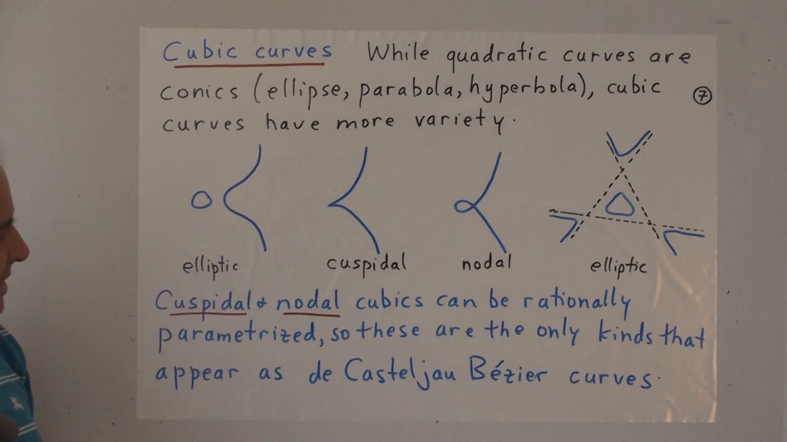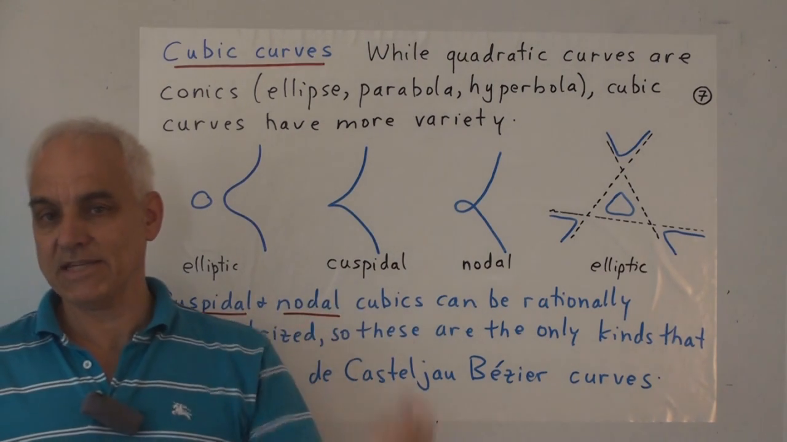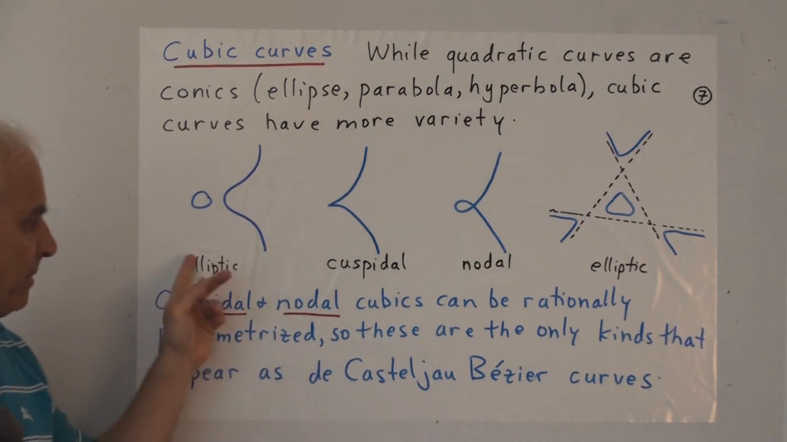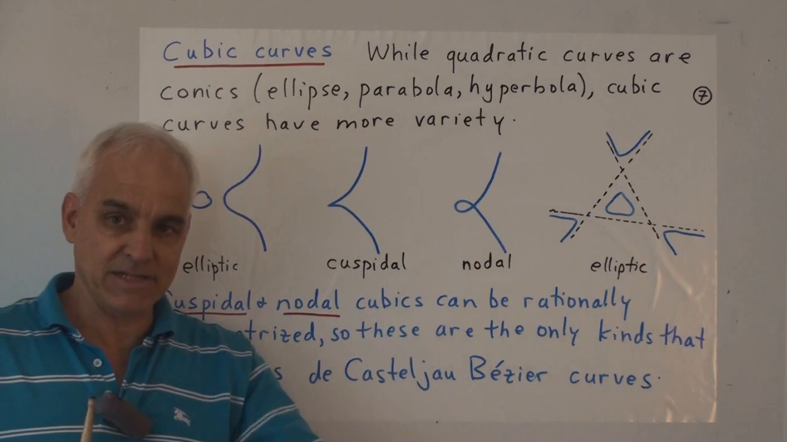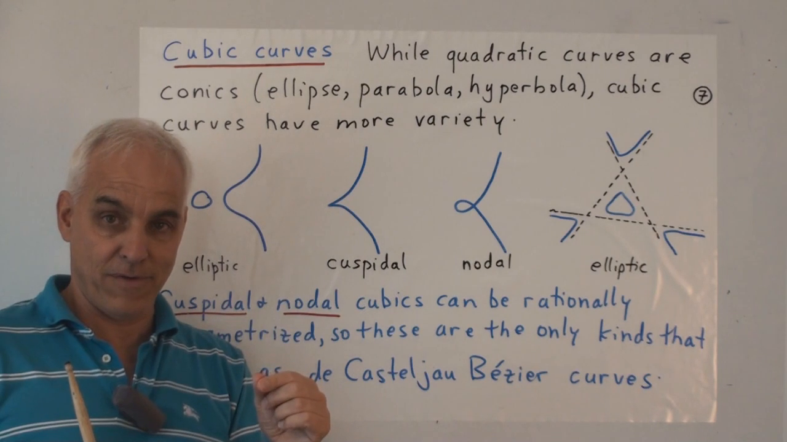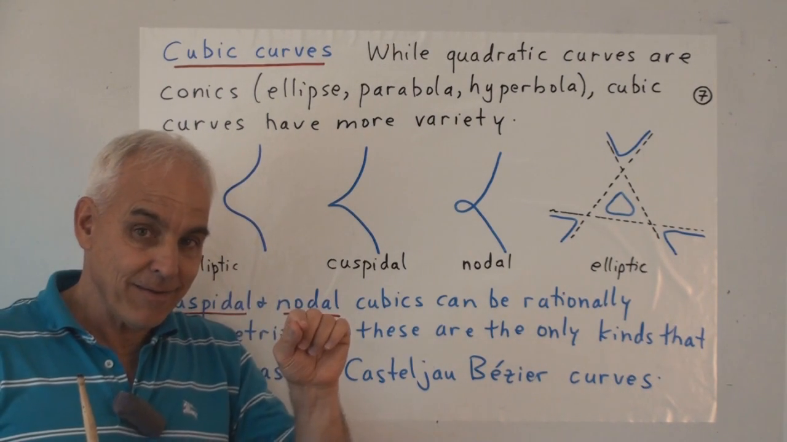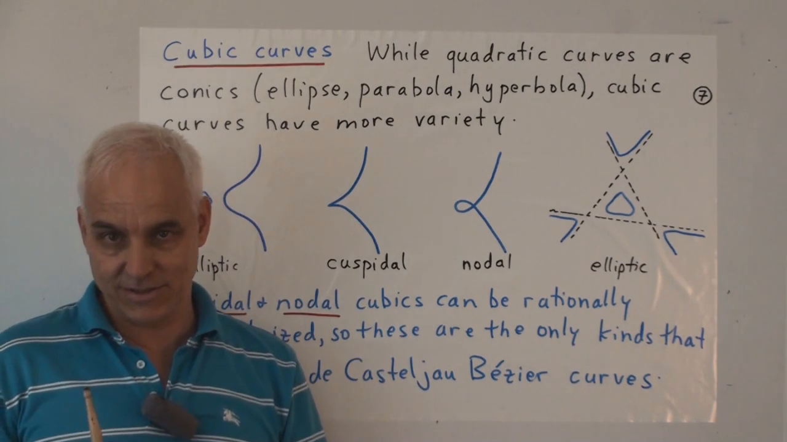Okay, so the point is that the cuspidal and the nodal cubics are the ones that can be rationally parametrized. There's a big difference in the cubic world between the cuspidal and nodal cubics and these elliptic ones. These ones are much simpler, and these are the ones that are appearing in this Bézier curve business. We don't get elliptic curves, because if we did, then we could parameterize them. The de Casteljau-Bézier process is actually parametrizing the curve, because it's associating to each point on the curve the parameter value t. And it's doing so in a very rational way, because it's just a combination of various affine motions.